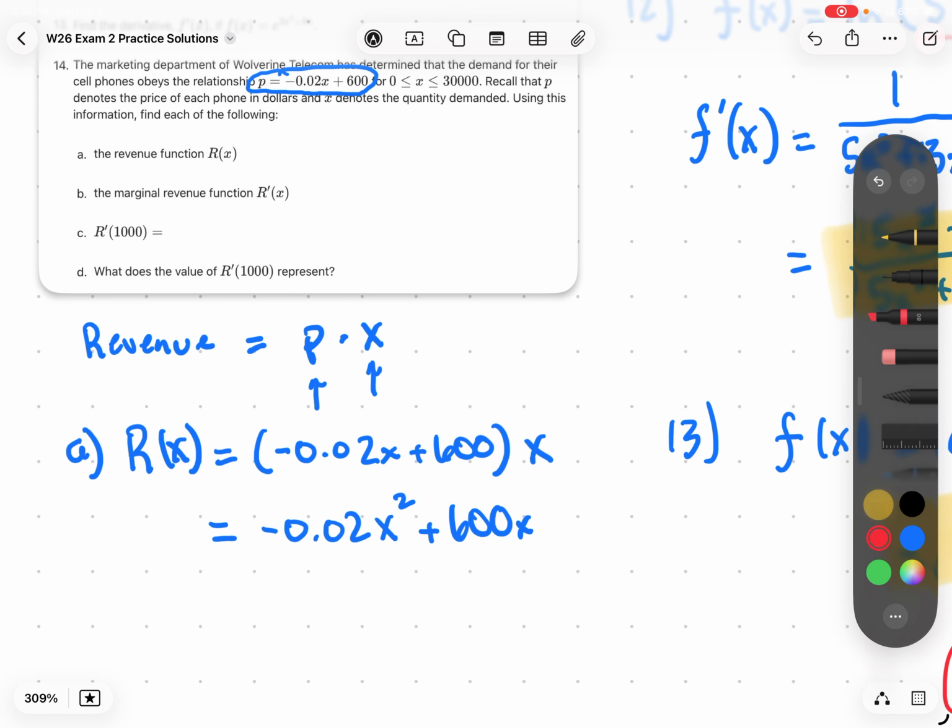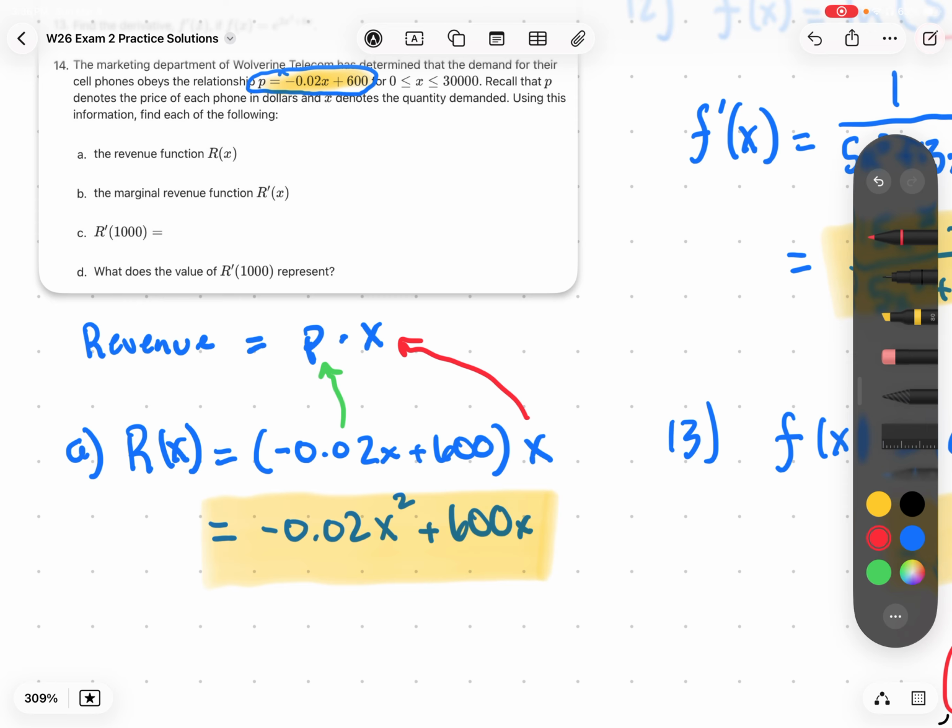I want to do a highlight here. This is my revenue function. I took the P, which is actually right here, negative 0.02x plus 600, and I multiplied it by x. Let me fix my arrows a little bit and make them a different color too. This whole thing is P, and then x is just x. So I take the equation, I multiply by x. Now I've got my revenue function.